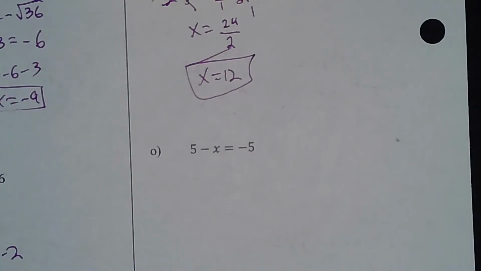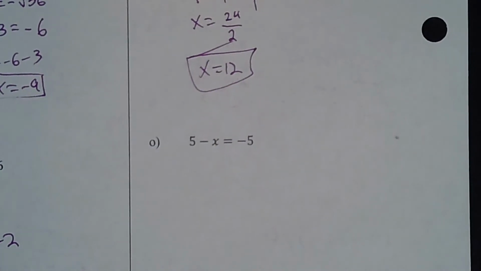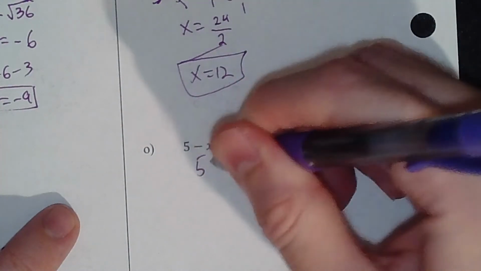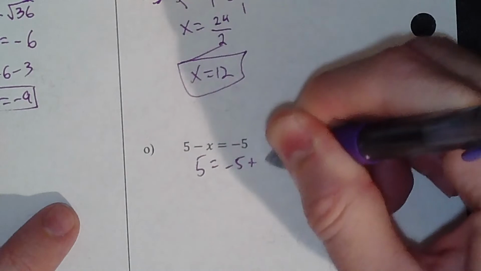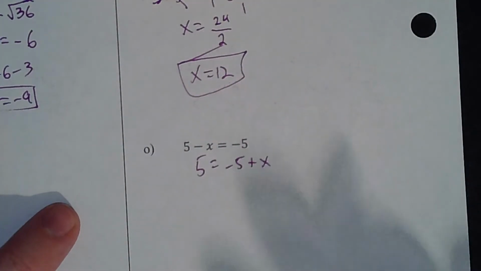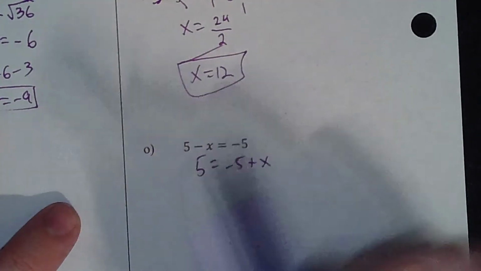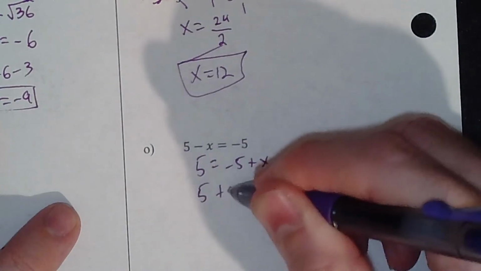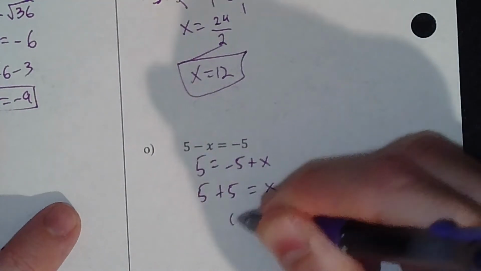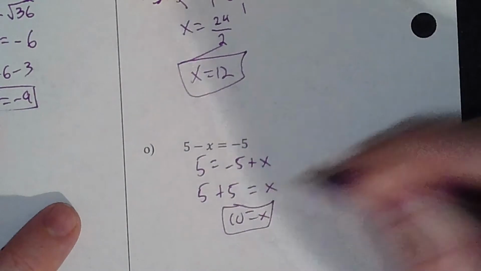Letter O, students mess up their negative signs. That's just what it comes down to. We don't want negative x. Negative x is a no-no. So whenever you have a negative x, you're going to want to go ahead and yeet it to the other side of the equation. Now you want to take this guy and swing it back around. So we got 5 plus 5 equals x, 10 equals x.